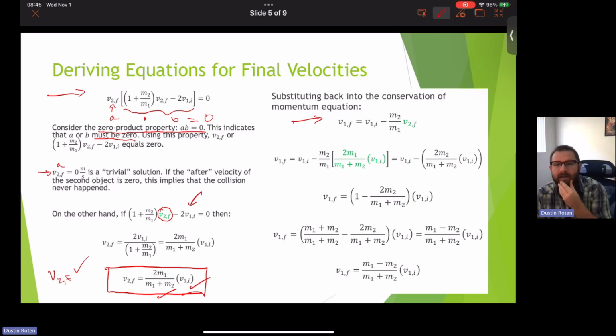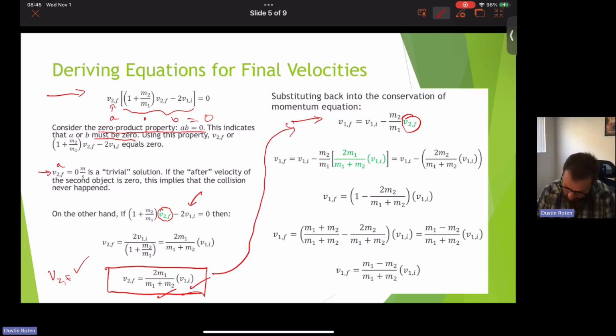Right? So let's go back to this equation where we almost had everything down, but we were still missing that one thing. Turns out the one thing we were missing at the very beginning of this problem was V2 final. Well, we have an equation for that. Now we can substitute this back into our first original equation. You can see I've done that here.